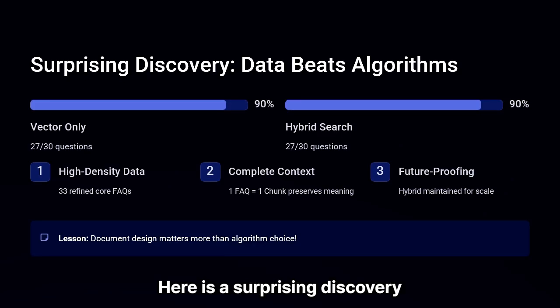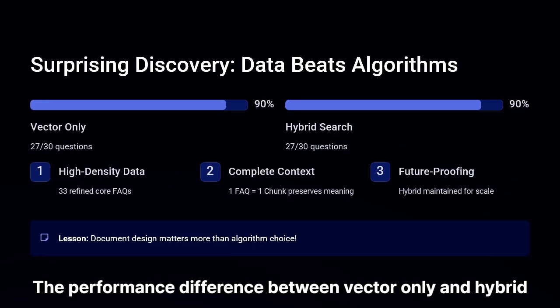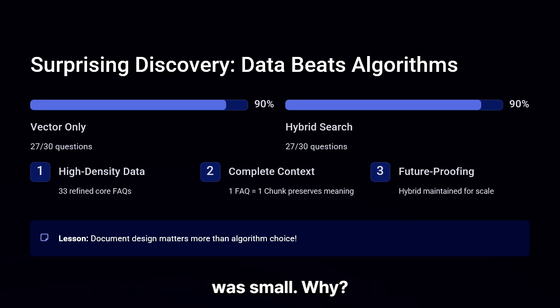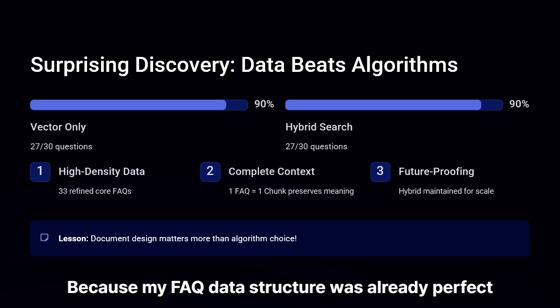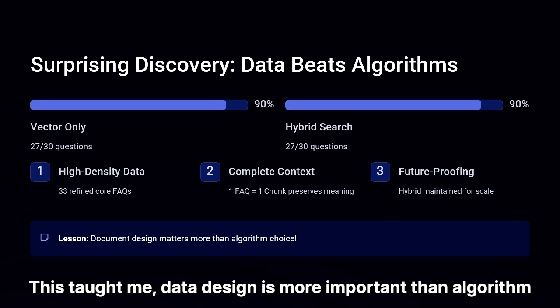Here is a surprising discovery. The performance difference between vector-only and hybrid is small. Why? Because my FAQ data structure was already perfect. This taught me data design is more important than algorithm.